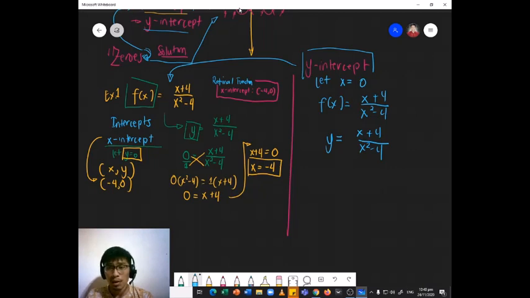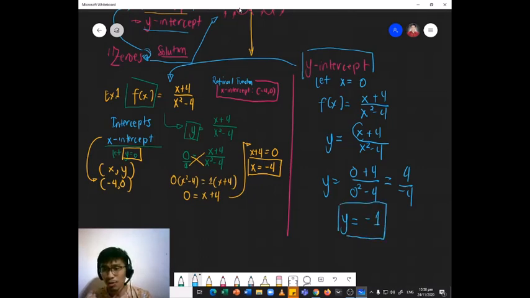So that is y. What is my x here? My x is 0. You substitute: 0 plus 4 all over 0 squared minus 4. Keep on simplifying. 0 plus 4 is 4. 0 squared is 0, and minus 4. 4 divided by -4 is -1. Therefore, your y-intercept here is y equals -1.